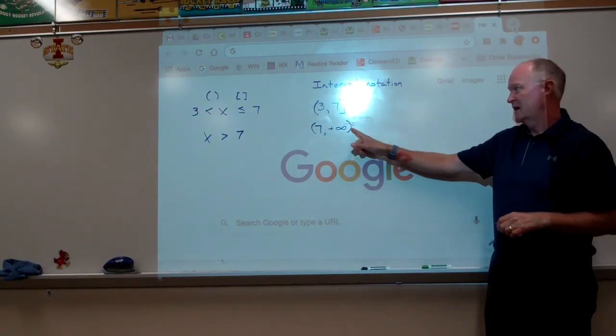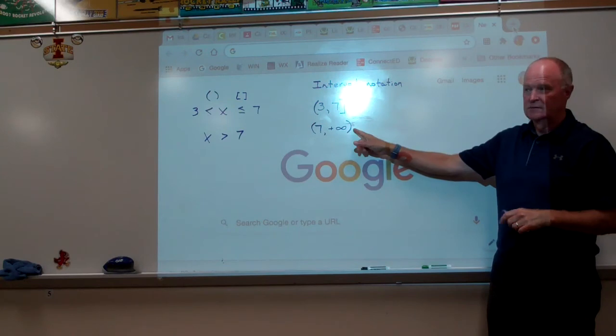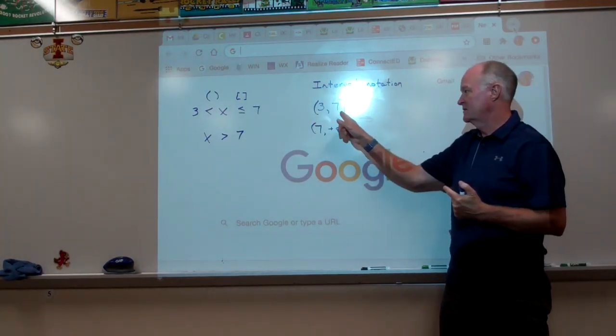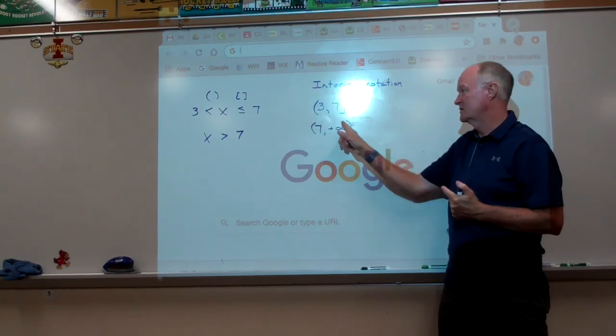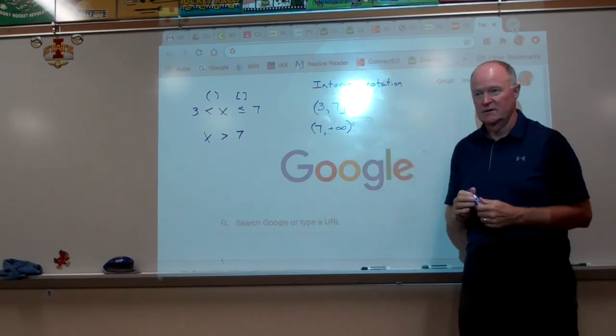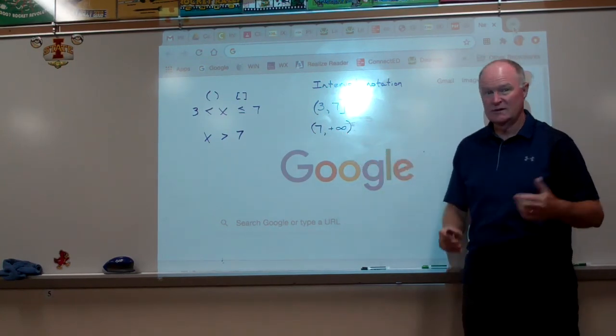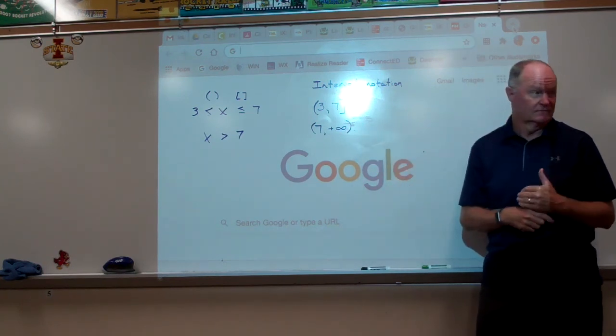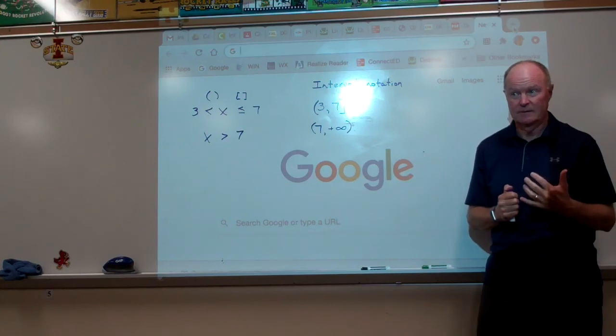Infinity is always going to have an open parentheses. Parentheses are for open dots, brackets are for solid dots. Okay? Parentheses for open dots, brackets for solid dots. Infinity is always going to have an open dot because you can never get to infinity. Okay? You never get there.